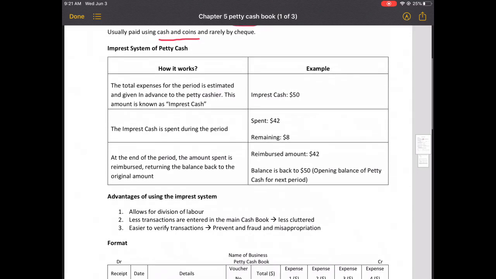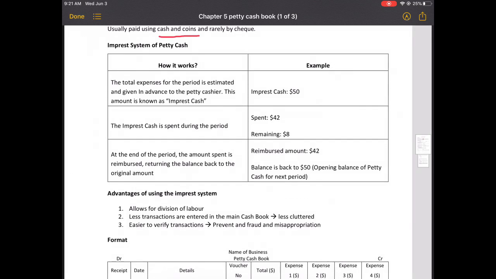So what are the advantages of using the Imprest system? Firstly, it allows for division of labor. One person is in charge of petty cash, so that whoever is in charge of the money will not be burdened by petty cash expenses. Secondly, less transactions are entered in the main cash book. So if you buy newspaper every day and you record it in the cash book every day, your cash book will be really thick and cluttered, disorganized. So by having a petty cash book, your cash book can stay organized.